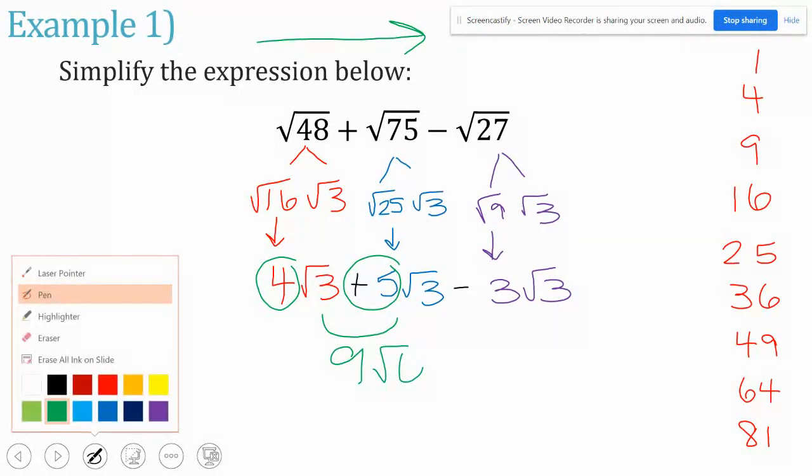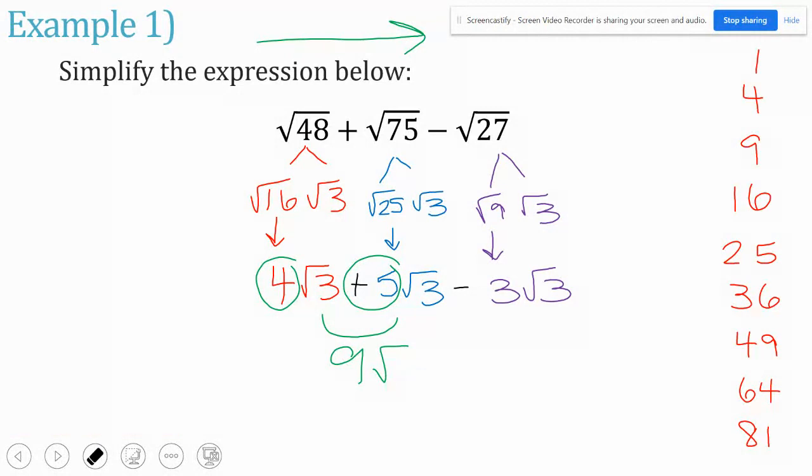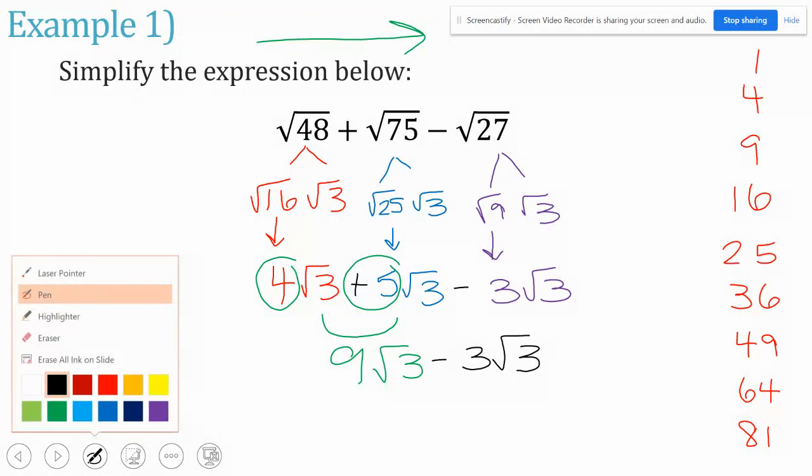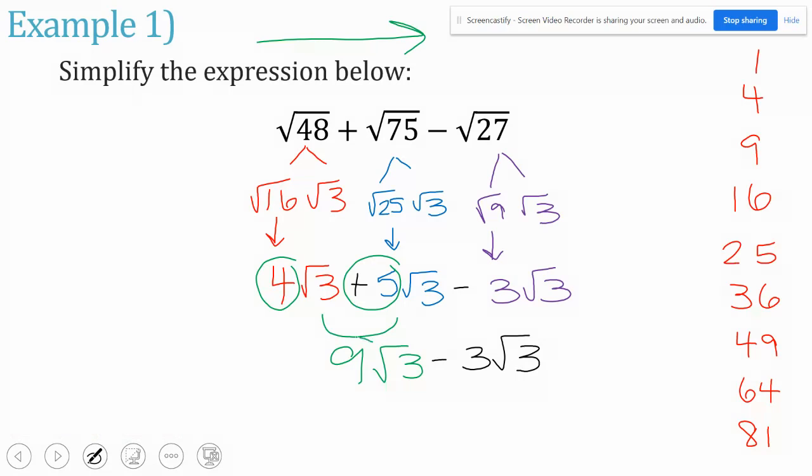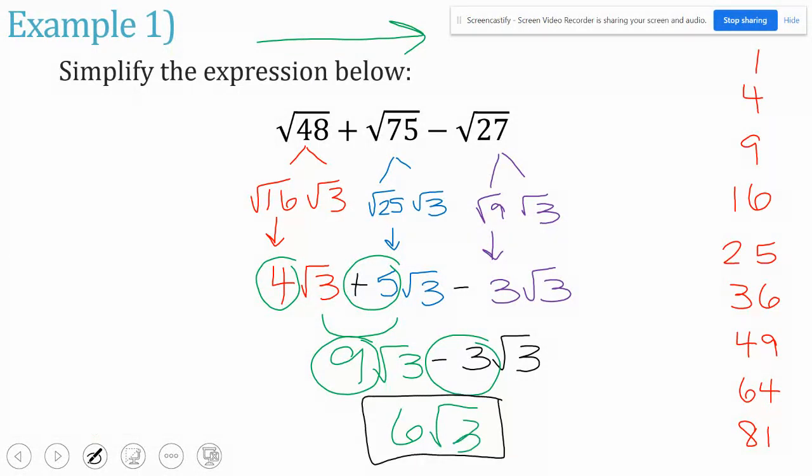Oops. See, I was about to do it in my head. So I just said that loud. But that's not what you do. You bring down the 3. Do not add that. Do not make it a 6. Now I'm going to just bring down this minus 3 radical 3. And we're going to do the same thing. We're going to subtract. So we have 9 minus 3. That gives us 6. And then just bring down your radical 3. Do not subtract those radical 3's.